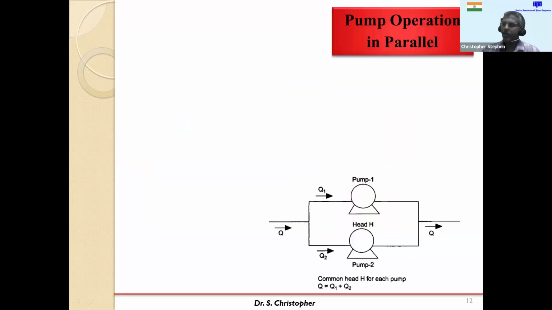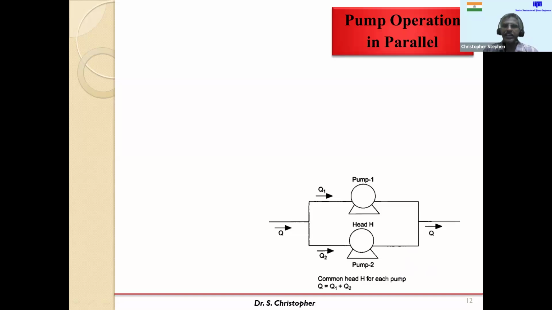Now we can see what we mean by pump operation in parallel. I have given the diagram. There are two pumps of the same specification, pump 1 and pump 2. Q is the flow rate, and the flow rates for pump 1 and pump 2 are Q1 and Q2. The summation will definitely be added, which is Q1 plus Q2. So definitely the flow rate in parallel operation will be double. And what about the head developed by the pump? Whether it remains the same or it will be more.